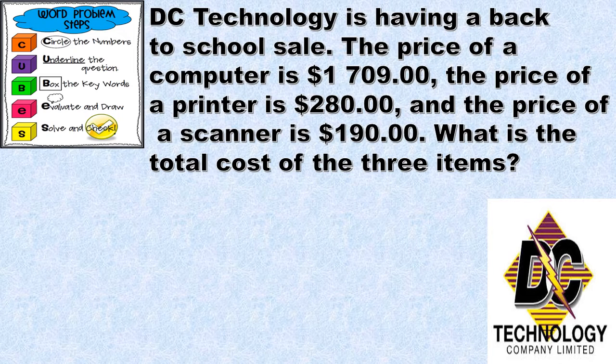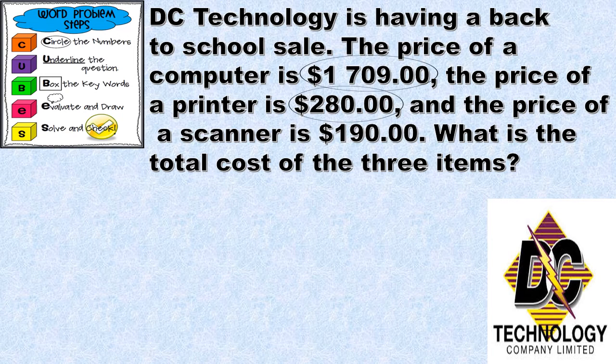DC Technology is having a back-to-school sale. The price of a computer is $1,709. The price of a printer is $280. And the price of a scanner is $190. What is the total cost of the three items?